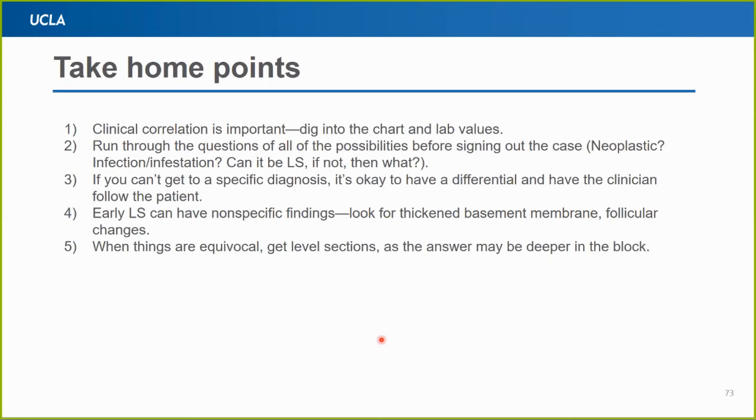If you can't get to a specific diagnosis, then it's okay to have a differential diagnosis and have the clinician follow the patient and obtain more clinical history and follow up. Early LS can have non-specific findings, so we need to look for clues such as thickened basement membrane or annexal follicular changes. When findings are equivocal for any vulvar inflammatory case, get level sections as the answer might be just waiting for you deeper in the block.